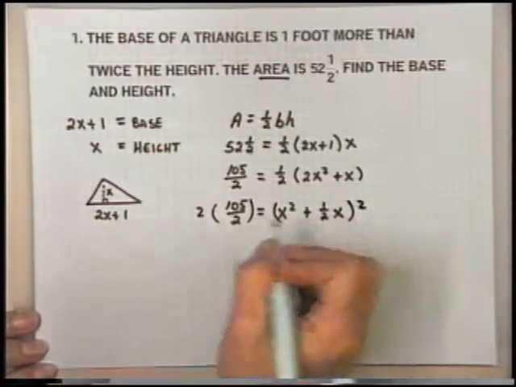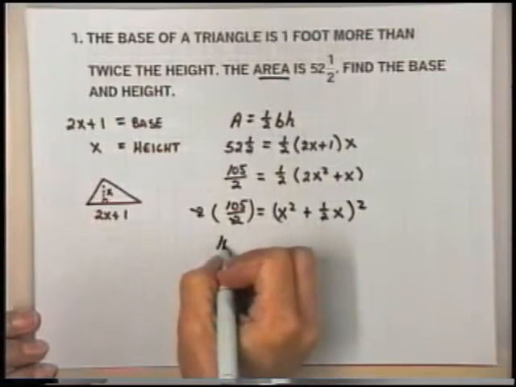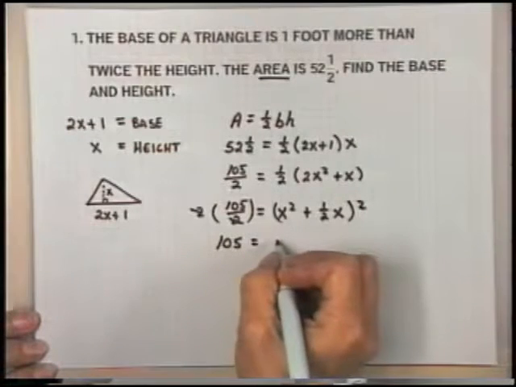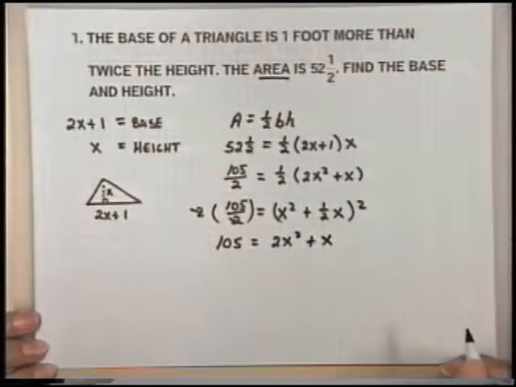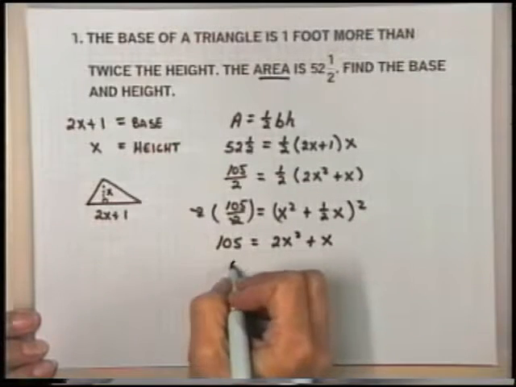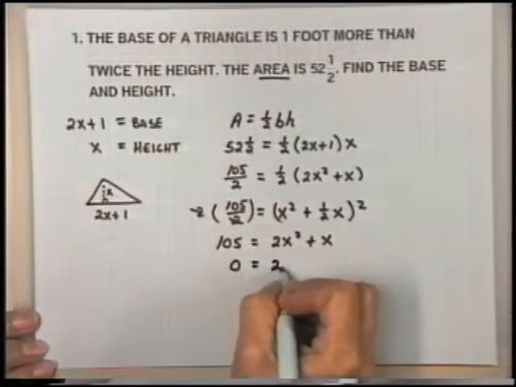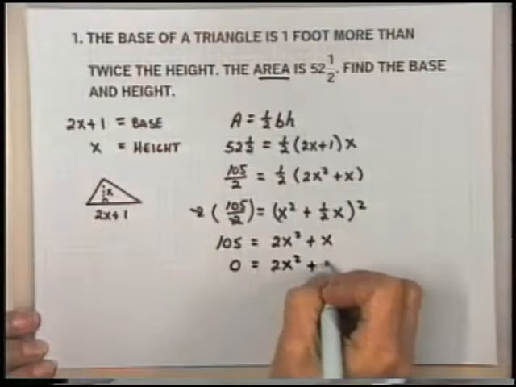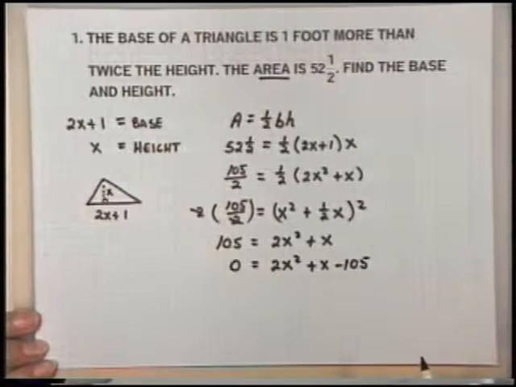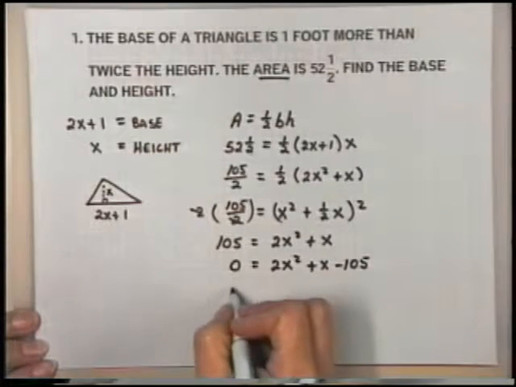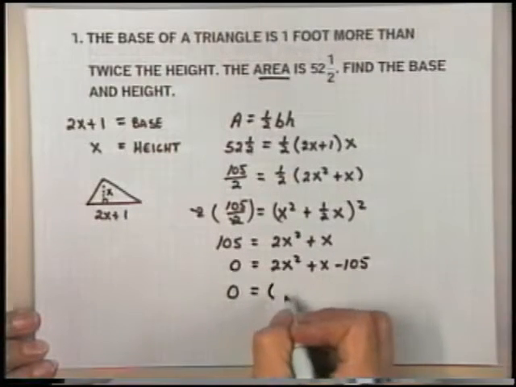Let's clear out our fractions, multiplying both sides by 2. The 2's over here cancel, leaving 105. And over here I have 2x squared plus 1x. To get standard form, we will subtract the 105. 2x squared plus x minus 105 is equal 0.